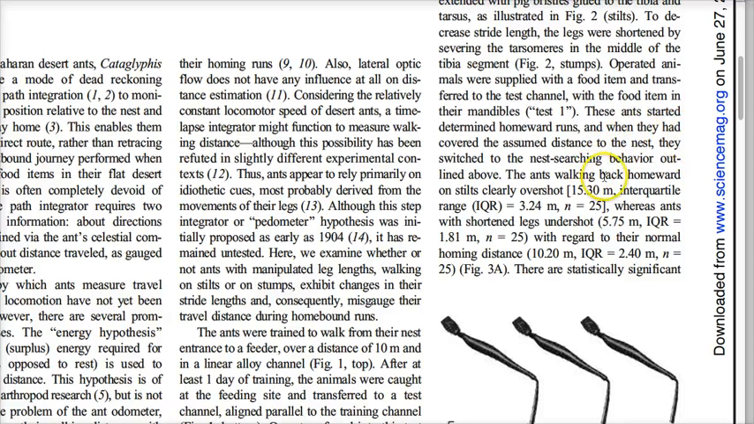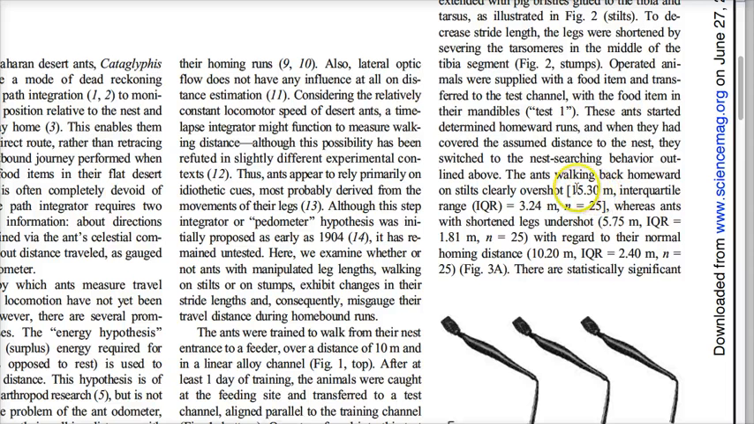In any case, the ants walking back homeward on stilts clearly overshot the home. Now, you got 15.30 meters. They give you this data. They give you the interquartile range to be 3.24 meters. The n equals 25. So we had 25 ants who were put on stilts. They glued some little taller pieces of, I guess, pig, I'm not sure exactly, segments on them, and they had longer patterns of walking, so they clearly overshot that.